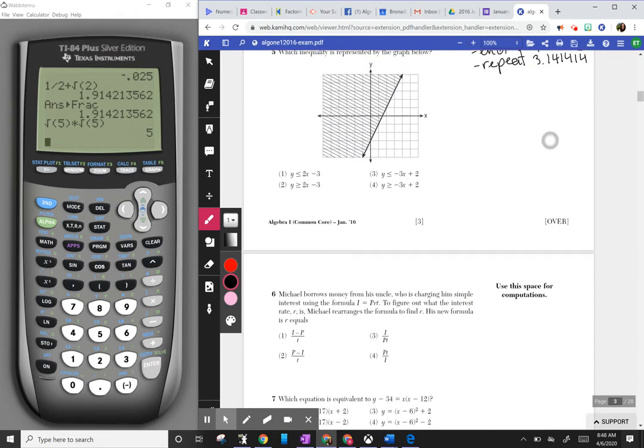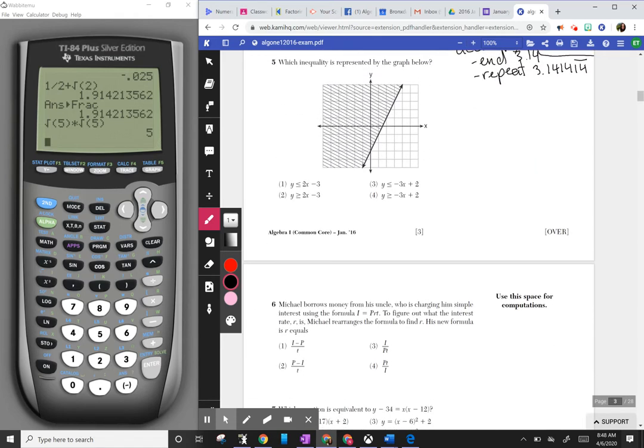Question number 5. Which inequality is represented by the graph below? Okay, so based on this, we can see there are 2 different equations here. So looking at the line crosses the y-axis right here at -3, meaning that it cannot be 3 or 4 because that says +2. And now we need to determine if it's 1 or 2.